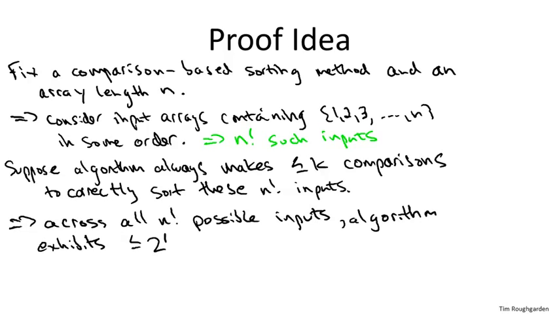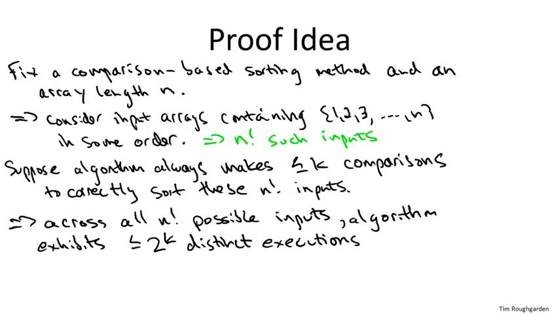So let me just quickly fill in the details. Across all n factorial possible inputs, just as a thought experiment, we can imagine running this method n factorial times and just looking at the pattern of how the comparisons resolve. For each of these n factorial inputs, we run it through the sorting method.